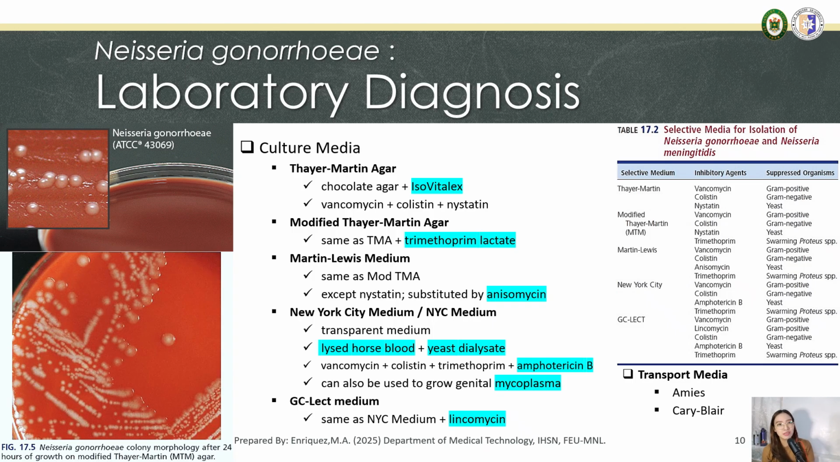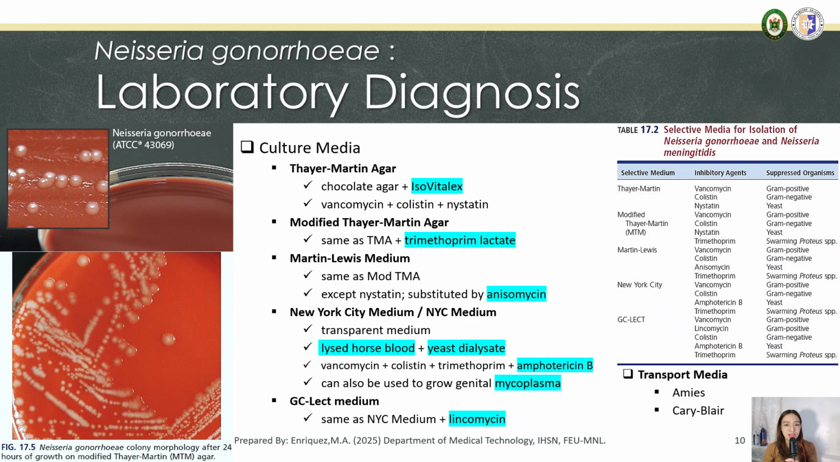So typically, Neisseria gonorrhoeae will not grow on BAP or SBA. But because the chocolate agar also supports the growth of many other organisms found as commensals in the specimens collected for the recovery of gonococci, a selective medium is necessary. So, isa-isahin po natin itong mga culture media na ito. First up is the Thyre-Martin agar.